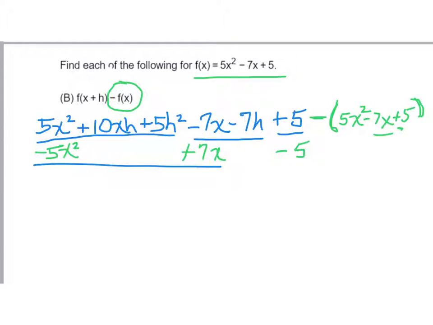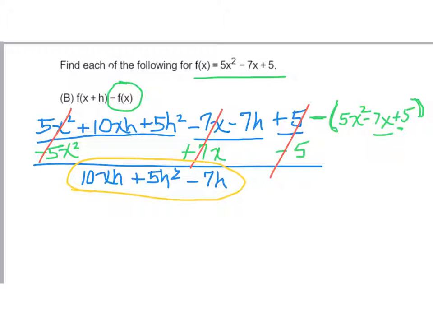So in the end, when we actually do that subtraction, the 5x squared term cancels, the minus 7x term cancels, and the 5 cancels, and this is what we have left: 10xh plus 5h squared minus 7h. And this quantity is going to be used in the third step. 10xh plus 5h squared minus 7h. So now we'll move on to part C.